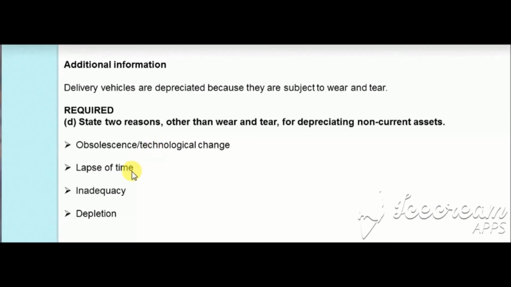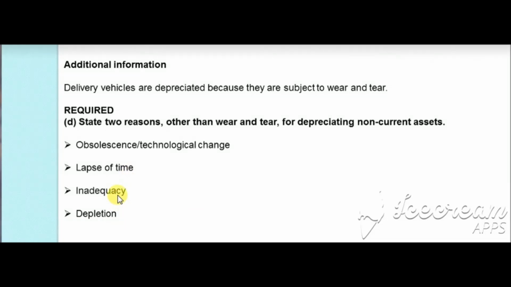Then because of lapse of time, sometimes we acquire the assets on lease, and this will be only for a number of years. Say here we have taken the vehicles on a lease of 5 years period. So as the number of years decreases, the value of the asset decreases, and hence it should be depreciated.